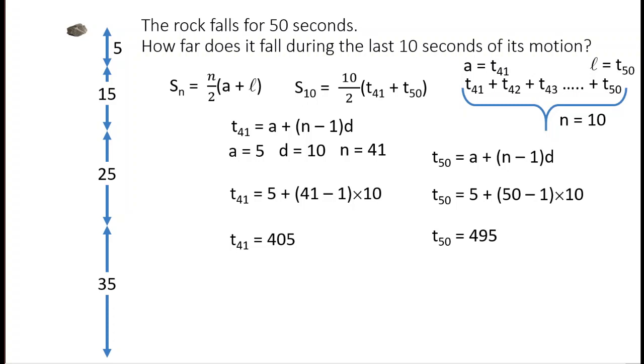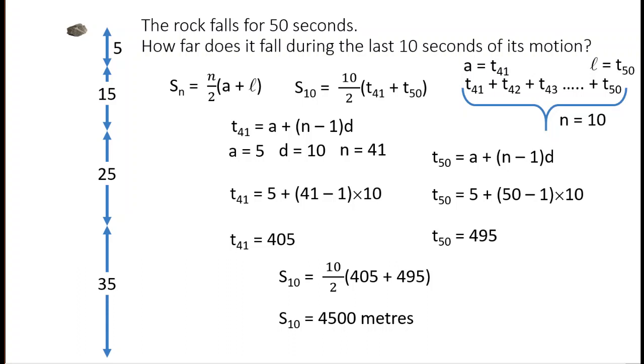That's how far it falls during the last second of its motion. Now I substitute those values into that original formula there, S10, where n equals 10, and this time a equals 405 and l equals 495. If you work that out, you get 4,500 meters, and that's how far that rock falls during the last 10 seconds of its motion.